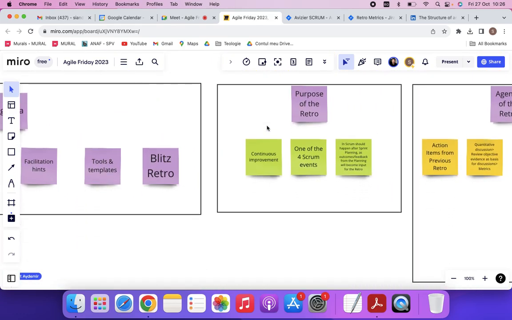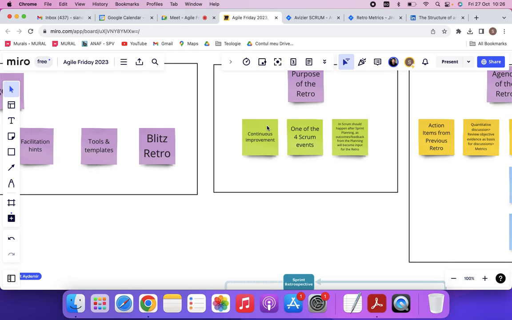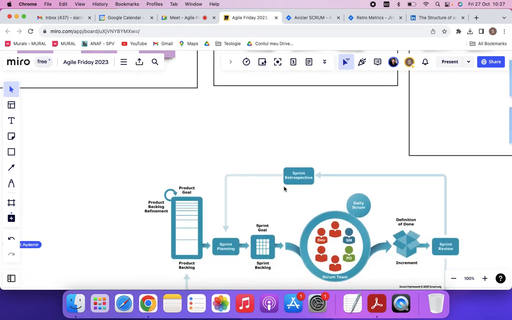And what's the purpose of the retro? You caught it very well. The main purpose is continuous improvement. It's the only constant in a team: changing and improving. As well, the retrospective is one of the four Scrum events. We should have the daily, the planning, the sprint review, and also a retrospective. I would say the retrospective applies to both Kanban and Scrum teams.